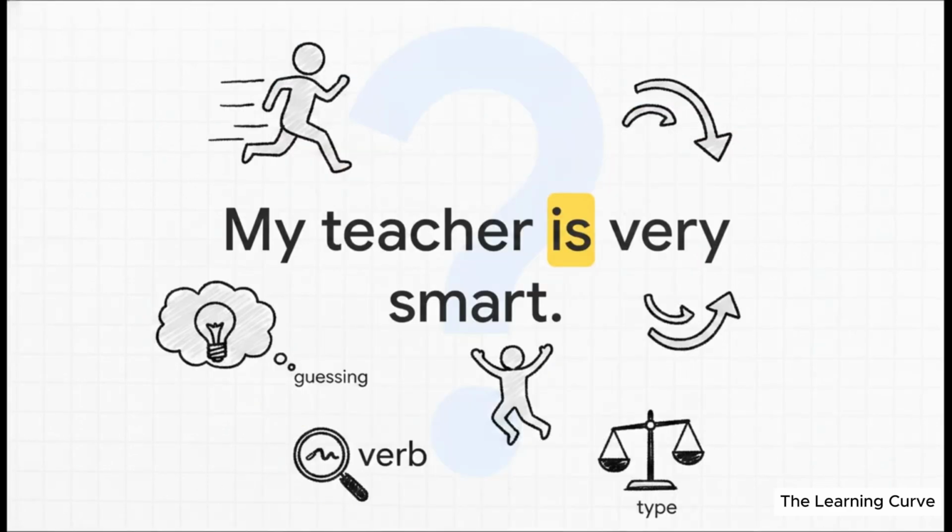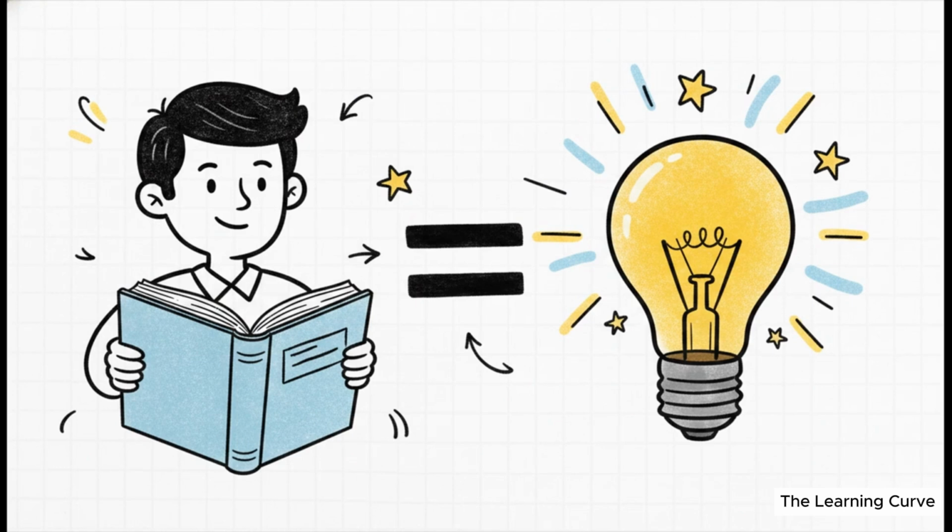Okay, challenge number 2. My teacher is very smart. Is there an action happening here, or is there a word linking the subject to a description? Spot the verb and its type. The answer is is. That's our state of being verb. The word is sitting there acting as an invisible equal sign, perfectly linking our subject, my teacher, to the description, very smart.